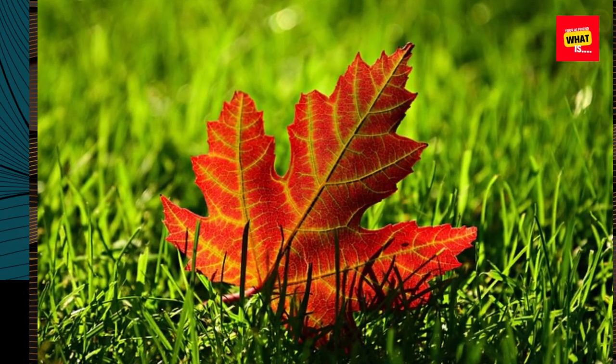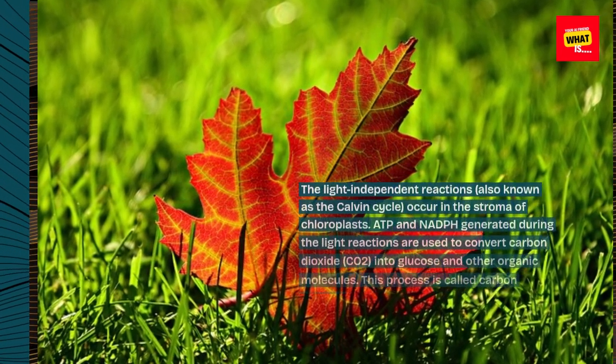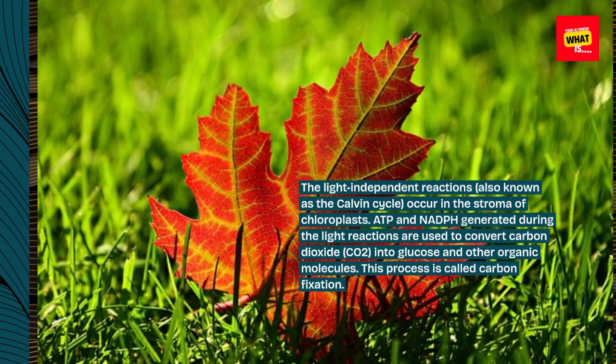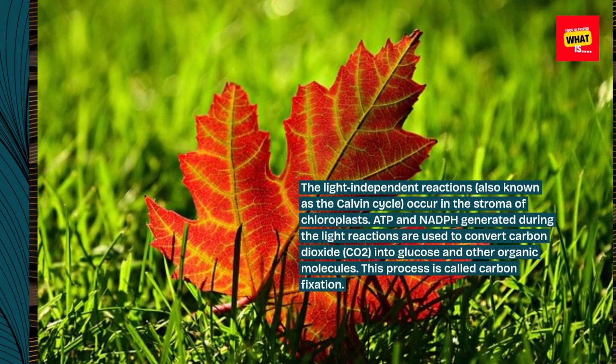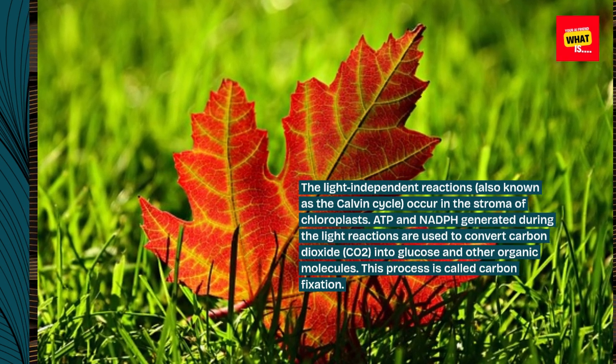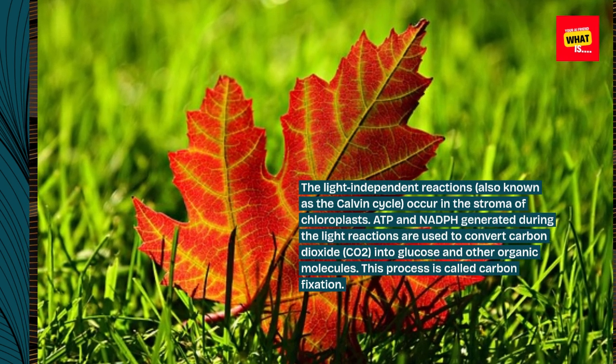Carbon fixation, Calvin cycle. The light-independent reactions, also known as the Calvin cycle, occur in the stroma of chloroplasts. ATP and NADPH generated during the light reactions are used to convert carbon dioxide (CO2) into glucose and other organic molecules. This process is called carbon fixation.